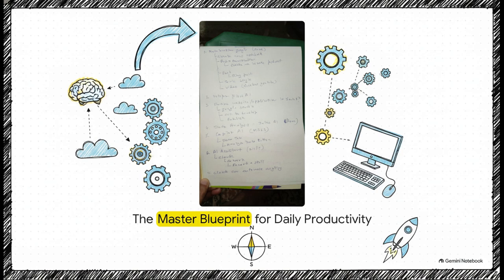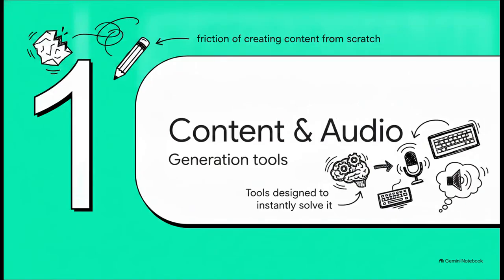So our master blueprint here is a literal, handwritten guide plotting out the exact steps you need to build your ultimate daily AI ecosystem. I love this because it proves you don't need some massive, complex enterprise IT setup to organize your life with AI. You literally just need a clear map. We're going to use these foundational concepts to guide us through all 14 tools today, starting right at the very top. All right, Section 1, Content and Audio Generation.